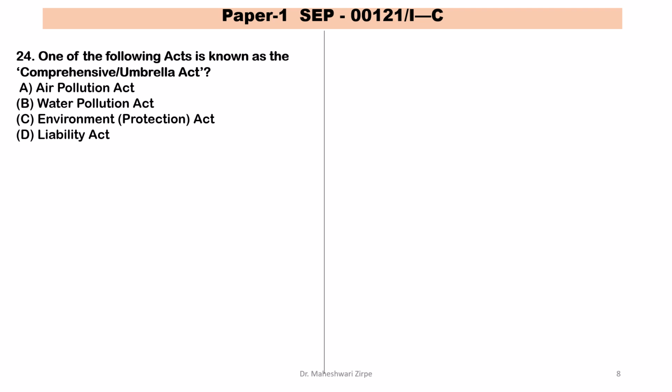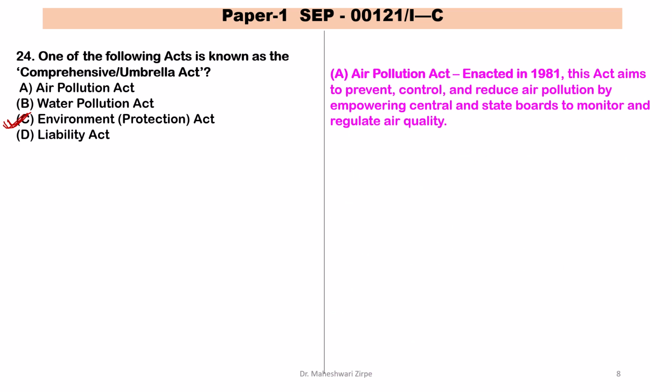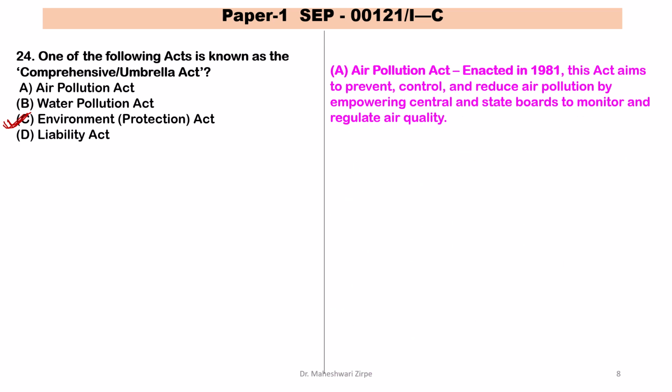the countries. Now next one, 24th, is: one of the following act is known as Comprehensive Umbrella Act. Now there are different acts they have given: Air Pollution Act, Water Pollution Act, Environmental Protection Act, and Liability Act. Now those students who don't know, Umbrella Act, the word itself tells you umbrella means something regarding protection. So option C you can take, those who don't know about it, but let me tell you each act, how they are. For example, Air Pollution Act, because the question may be asked in this way also, that the act for air pollution, also they can ask for water pollution.